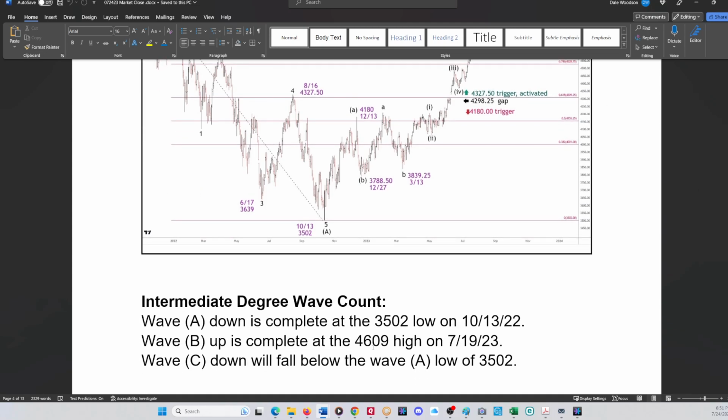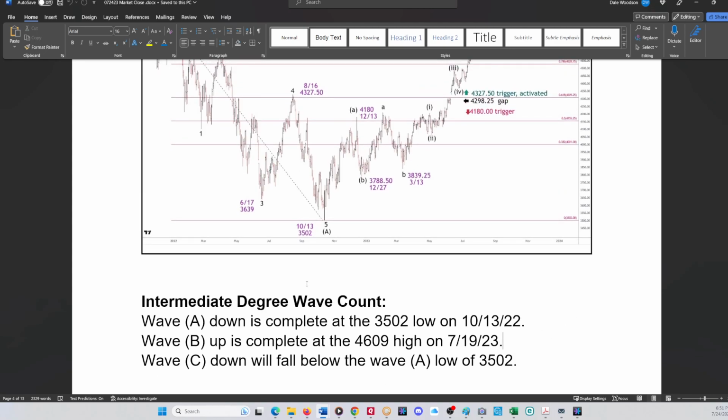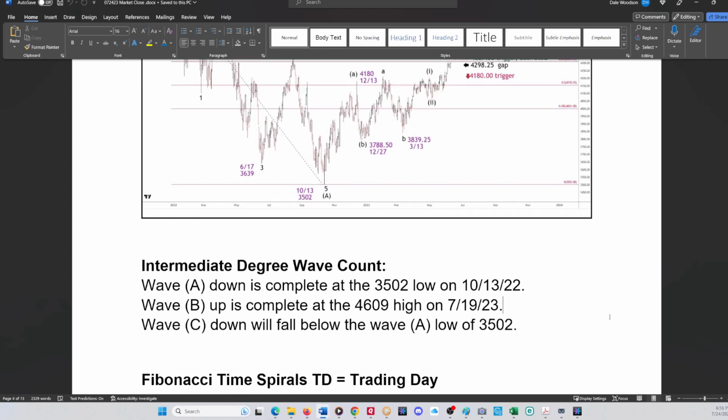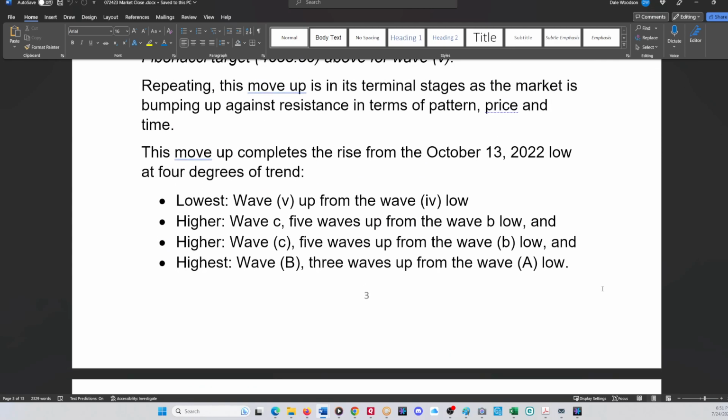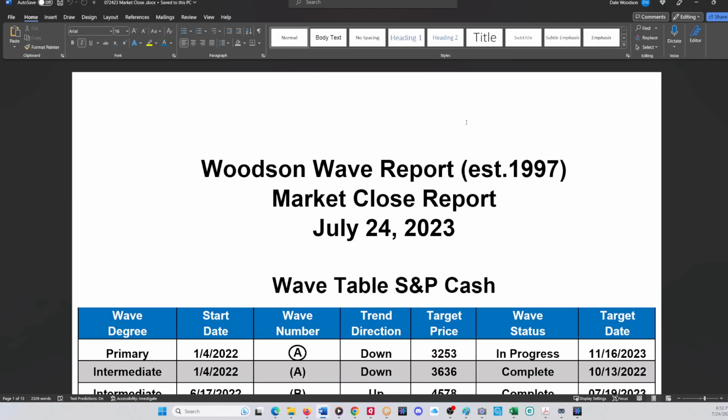You can see there, A up is complete. Sorry, A down is complete. B up appears complete with one more higher high possible. And then C down will go down below the wave A low. Okay, and there's our turn dates. We'll get into those later. And there is that one more possible higher high. That is in the S&P futures. That was today's market close report.